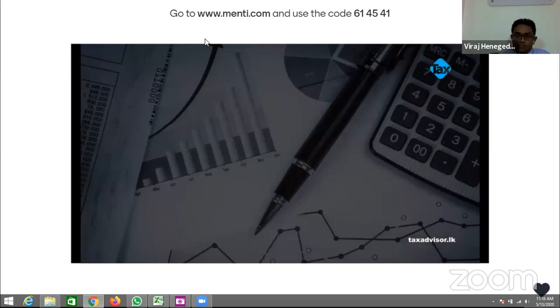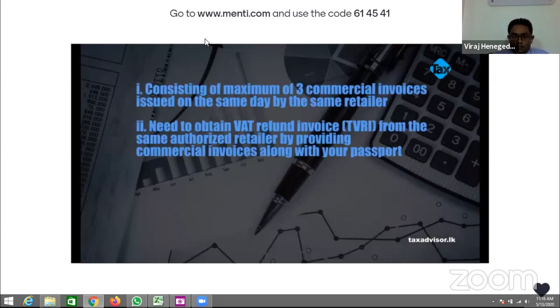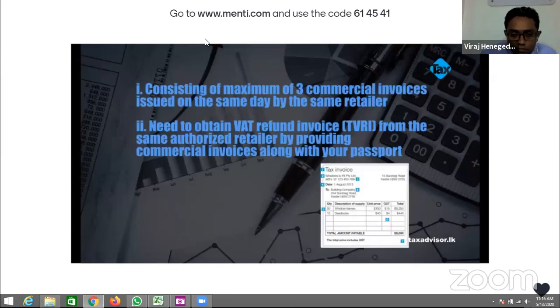Criteria number one, consisting of a maximum of 3 commercial invoices issued on the same day by the same retailer. Criteria number two, you need to obtain a VAT refund invoice, that is called TVRI, from the same authorized retailer by providing commercial invoices along with your passport.